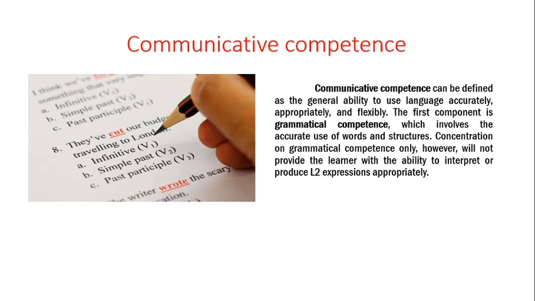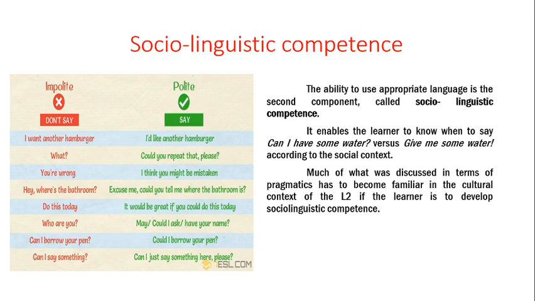Communicative competence. Communicative competence can be defined as the general ability to use language accurately, appropriately and flexibly. The first component is grammatical competence, which involves the accurate use of words and structures. Concentration on grammatical competence only, however, will not provide the learner with the ability to interpret or produce L2 expressions appropriately. The ability to use appropriate language is the second component, called sociolinguistic competence.